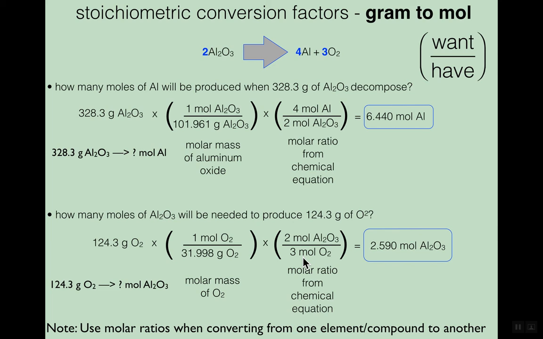So 3 moles of oxygen. Moles of oxygen is on the bottom so that these cancel. 2 moles of aluminum oxide on the top. Do out your math. So in my calculator, I'd have 124.3 times 1 times 2 equals, and then I'd have divided by parentheses 31.998 times 3, close parentheses, and hit equals, and you should get the 2.590 moles of aluminum oxide.